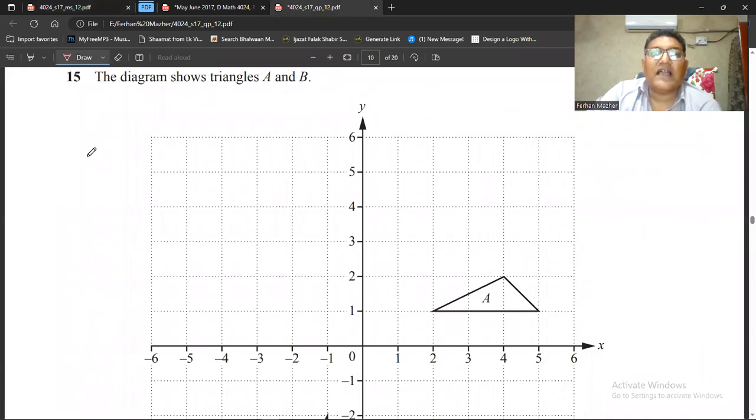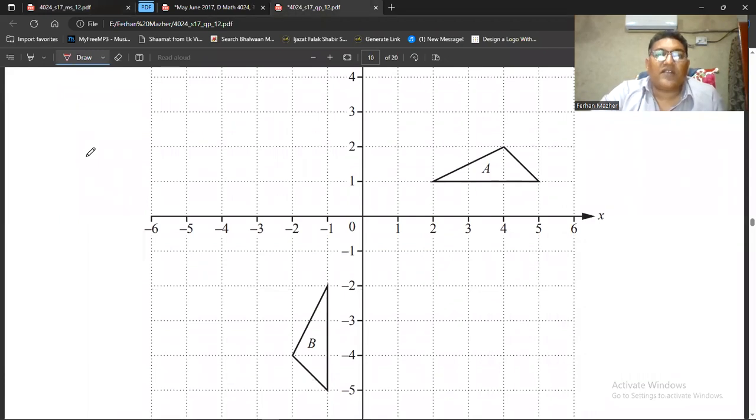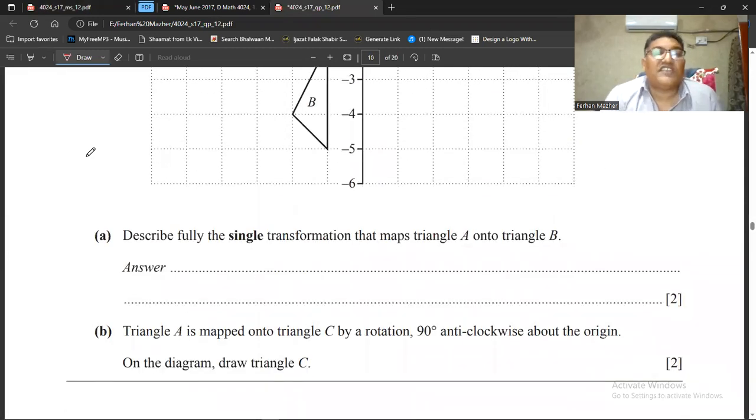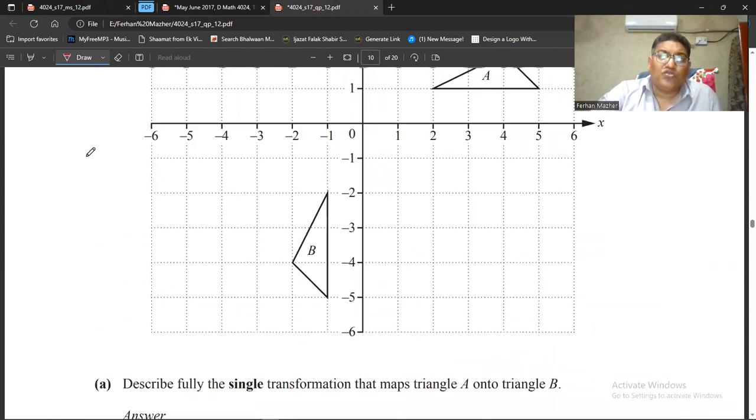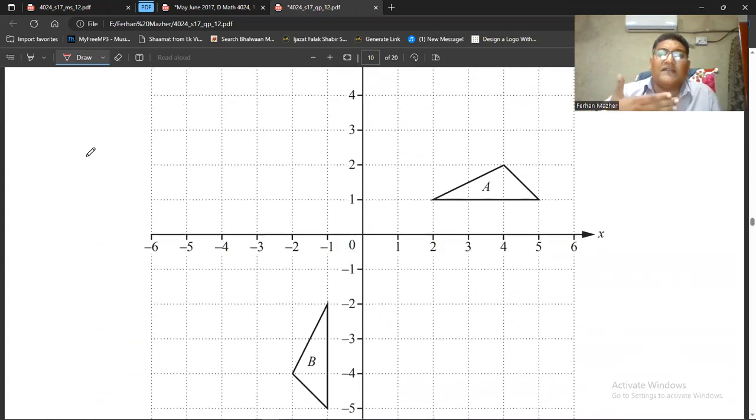So here we have the diagram that shows triangles A and B. The question is to describe fully the single transformation that maps triangle A onto triangle B. You see, this is the smaller side of triangle A. If I rotate it, the smaller side should come up, but here the smaller side is below. So this is not rotation at all.